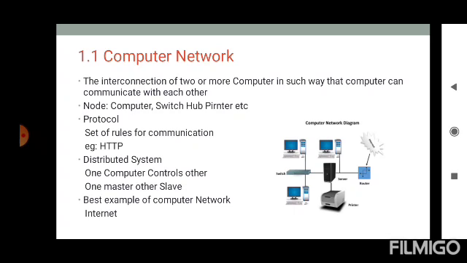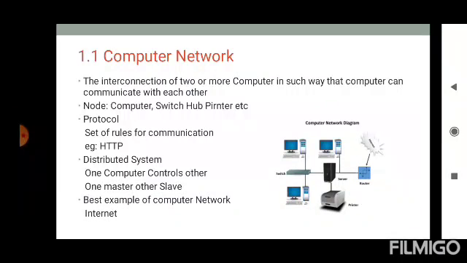A network is the set of devices often referred to as nodes, like computers, printers, or any other devices capable of sending and receiving data connected by a media link, as shown in this figure. This figure has a switch, server, router, internet, and printer. These are interconnected. That means the interconnection of two or more computers in such a way that computers can communicate with each other is called computer networking. Here in the figure, nodes are computer, switch, printer, etc.